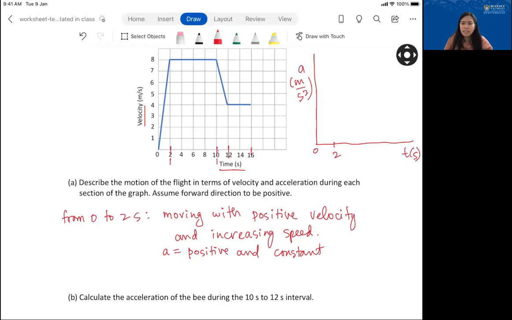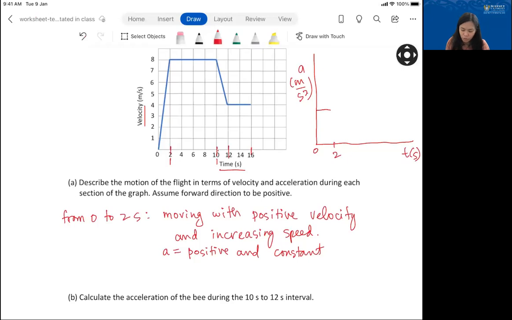Given a velocity time graph and you want to find the acceleration, should you solve for the slope or the area between the horizontal axis and the graph? Slope, right? Okay, so if you were to get the slope of this straight line from 0 to 2 seconds, that will be a positive slope. So that will be a positive acceleration that's constant.